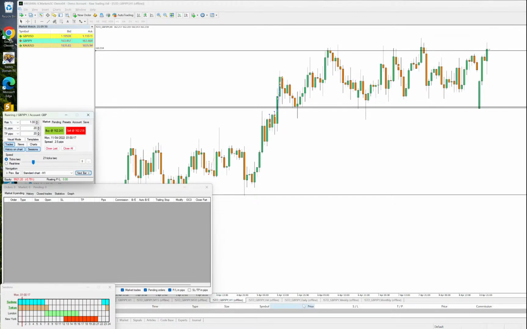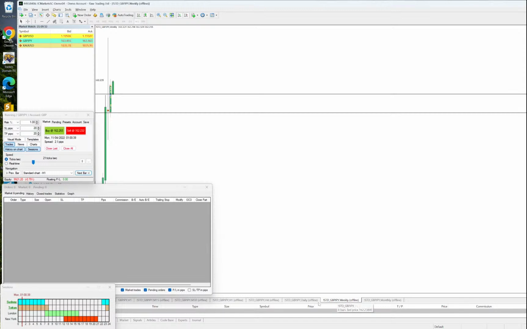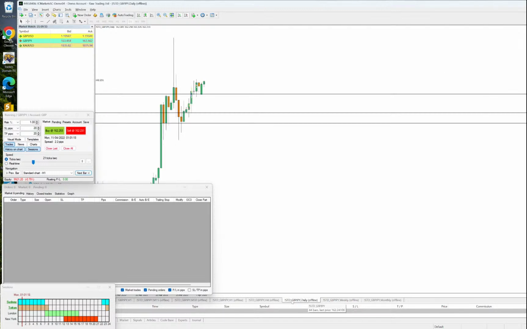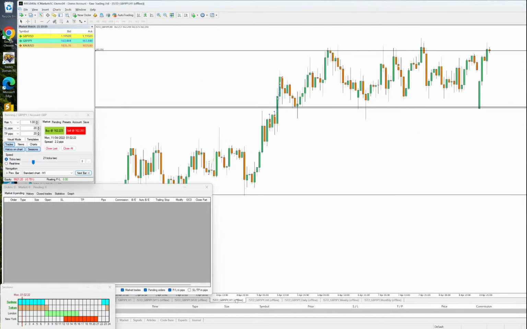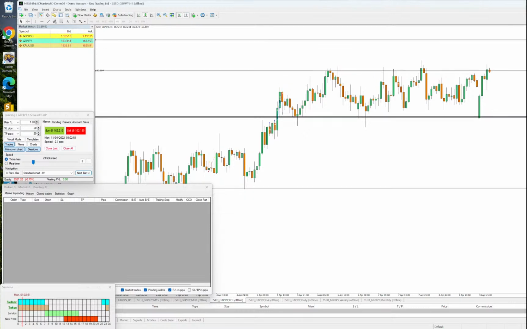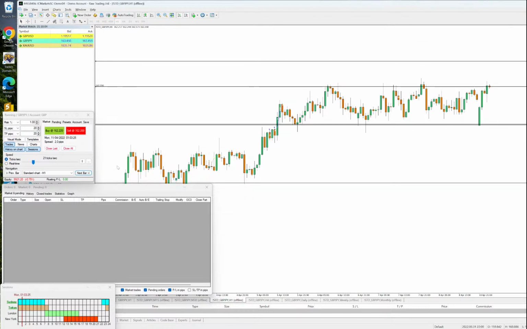Next week opens. The weekly closed bullish. Daily closed bullish. Now daily is breaking these highs. 4 hour moving to the upside. If we break the highs on the 4 hour, that resistance in 1 hour, I believe we should be good to move up.